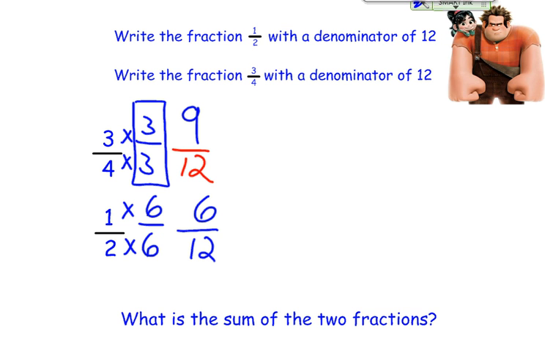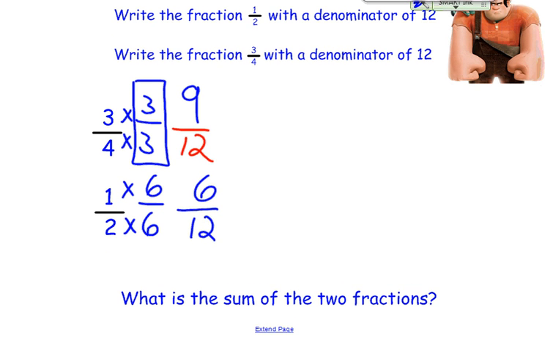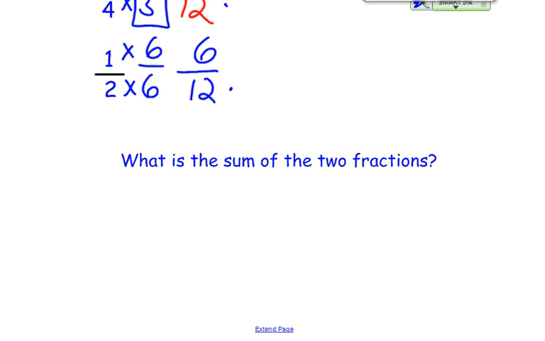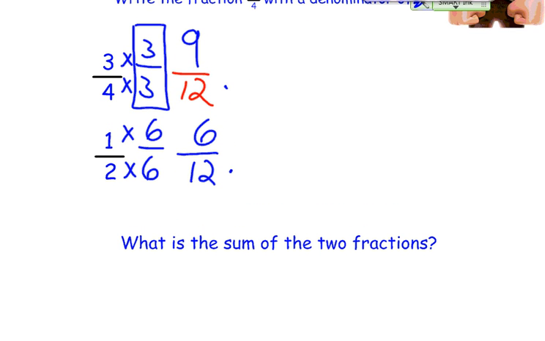Well, what good was all of that? Well, Ralph, you see, look what we can do now. Now, since we have common denominators, now we can add these fractions together. So we can do a little math. 9 plus 6 equals 15, and 15 is over 12. Now we're going to turn that into a mixed number.